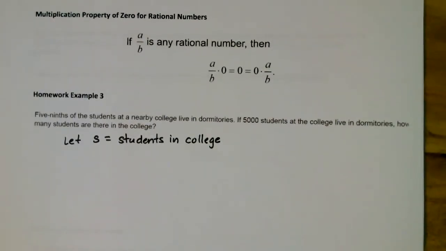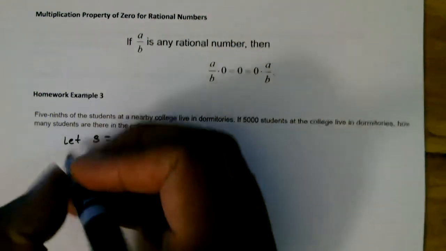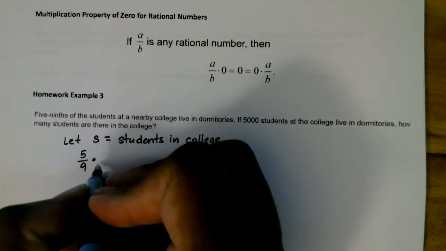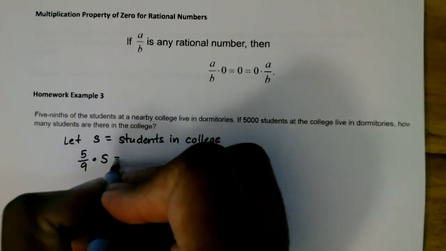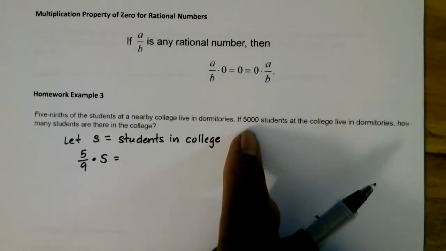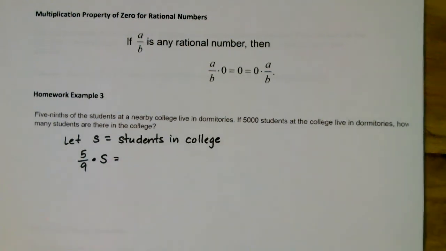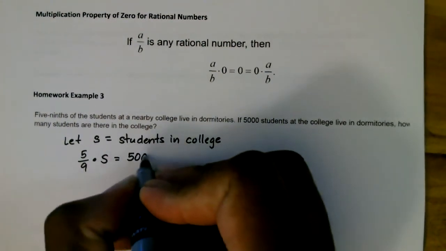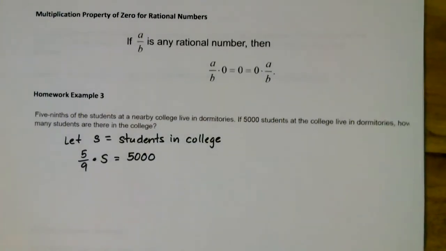And we're told 5/9 of the students, well, 5/9, we write that as 5 over 9 of the students, that's multiplication, and that's S. That will be equal to the number of students that live in college dormitories, because it says 5/9 of the students at a nearby college live in dormitories. And we know that 5,000 students at the college live in dormitories. So it'll be 5/9 S equaling 5,000.